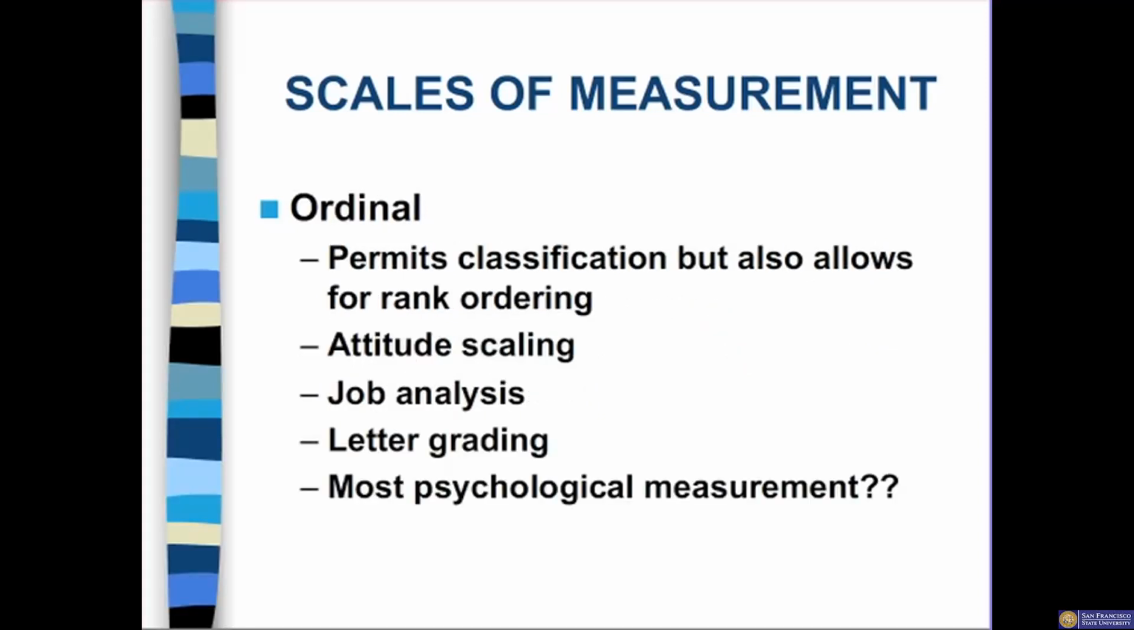The next up is an ordinal type of measurement. This is a type of classification, but it's also a rank ordering. And we see this very much in almost all types of measurement. It could be most of our psychological measures. We see it very much in grades of courses. So A is better than B, which is better than C, which is better than D.